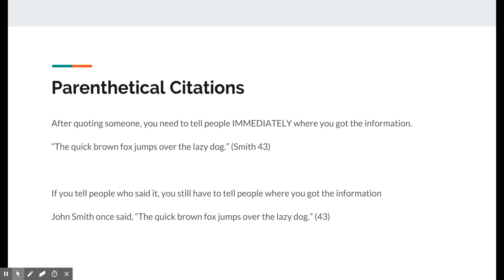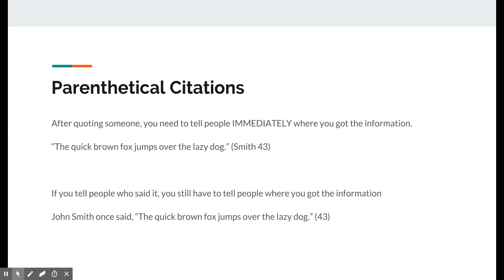If you tell people who said it within the sentence, you still have to tell people where you got the information. So if you say John Smith once said, quote, "The quick brown fox jumps over the lazy dog," end quote, you still have to say 43 to say what page John Smith had that information on.